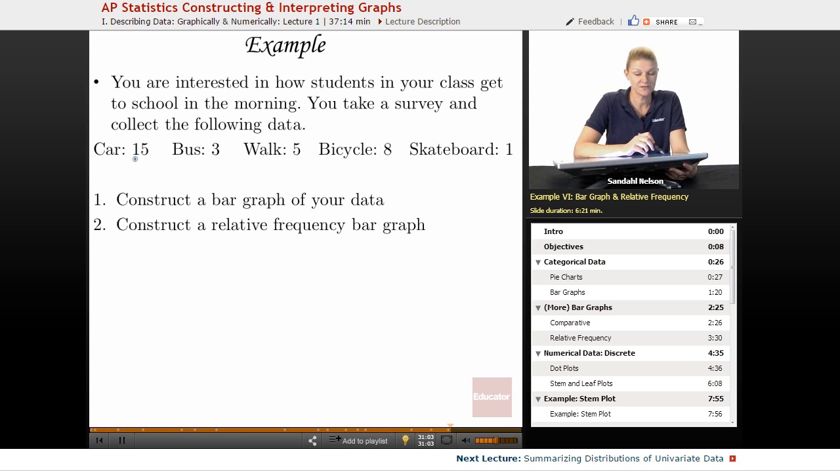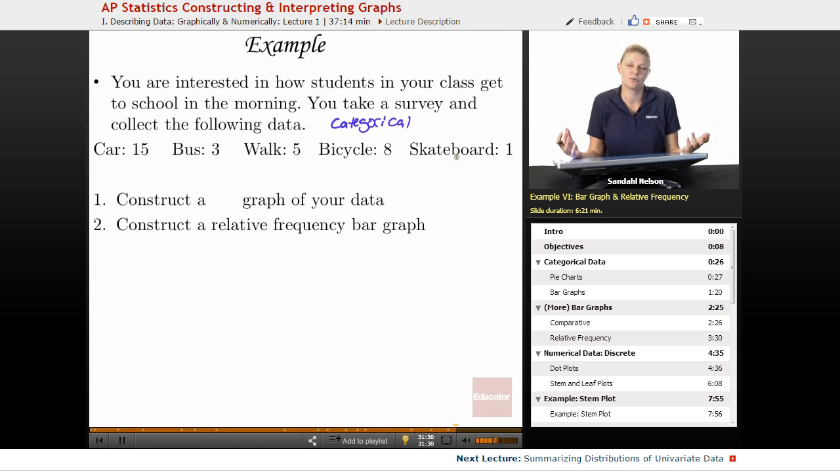Okay, so it looks like 15 drive a car, 3 take the bus, 5 walk, 8 ride a bicycle, and 1 rides a skateboard. So construct a bar graph of your data. If this had just said, construct a graph of your data, you should have right away known that this is categorical data, right? Because these are categories, car, bus, walking. You can't put that in any particular order.